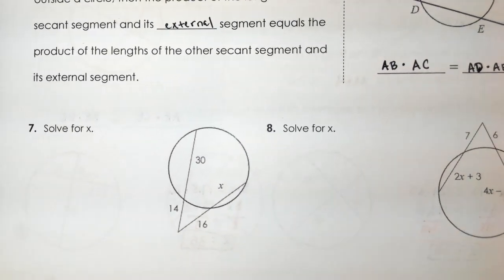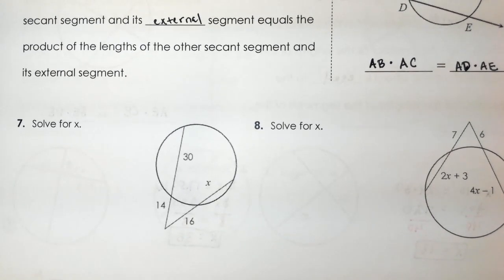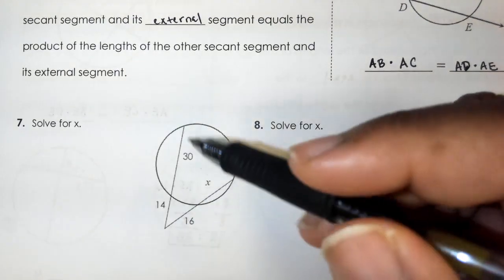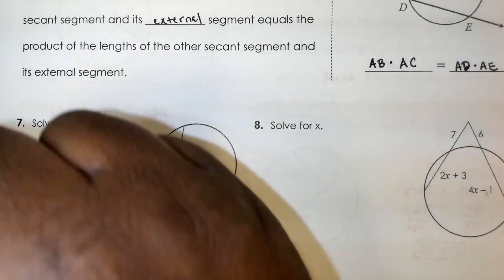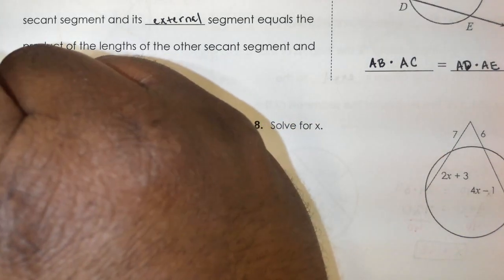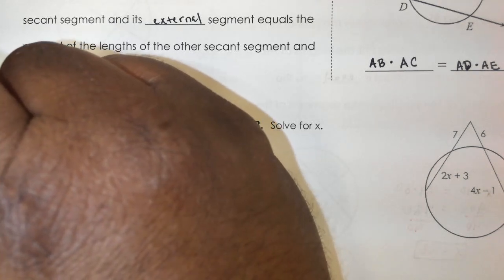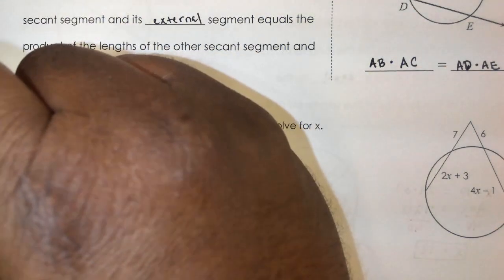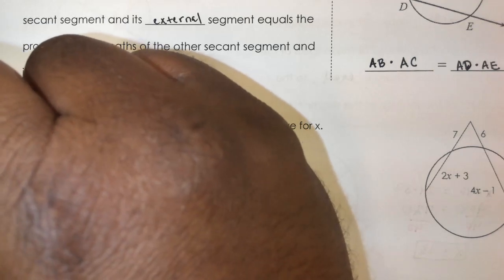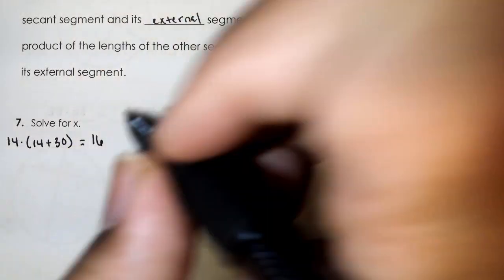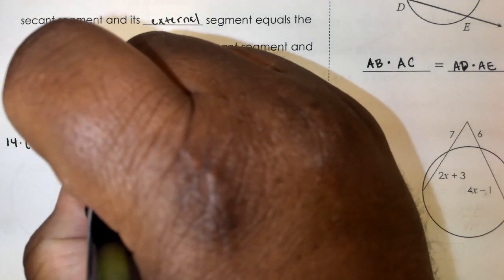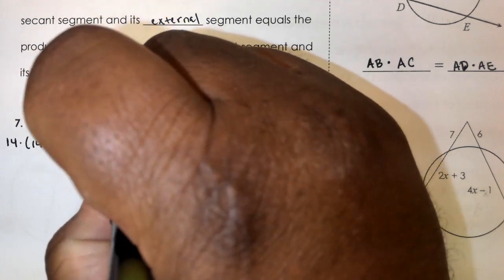Let's stay there. I'll zoom out a little bit so you can see it. Alright. On this first one, my first secant line right here, I'm going to write it like this. 14 times parentheses 14 plus 30 equals 16 for my other secant line times in parentheses 16 plus x.